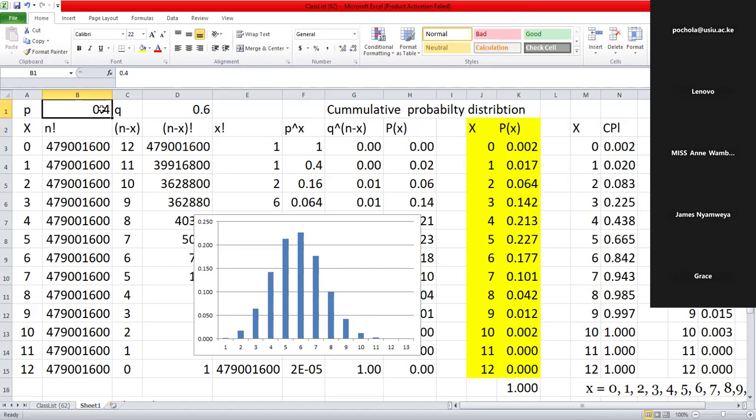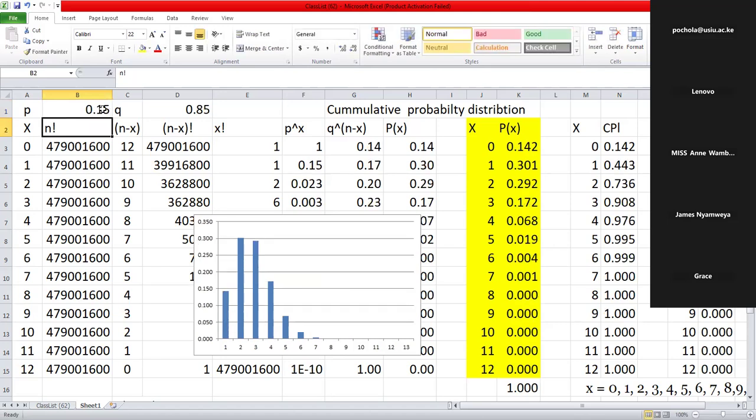Let me go to 0.2. Can I go to 0.15 instead? I've now changed them. The probability of success is now very low, 0.15. The probability of failure is very high, 0.85. Now you can see that as the number of surgical procedures decreases, the probability of success also decreases.